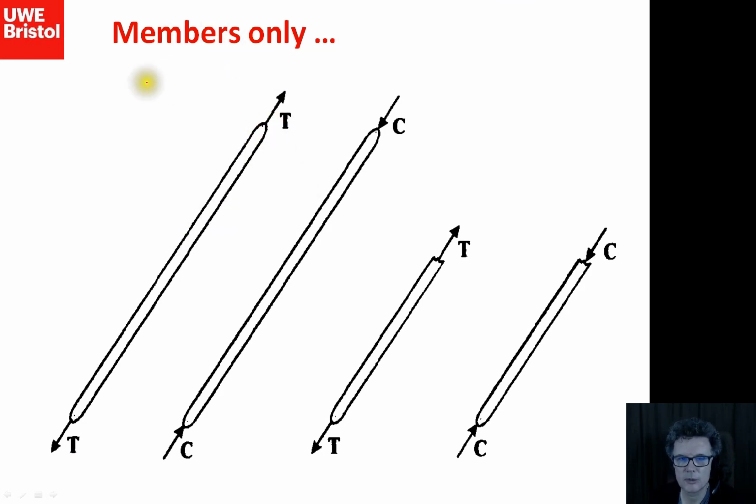So if I'm just looking at the members, I could say that I've got a member which I might want to pull apart, and that's in tension, or I've got a member that I might want to squash together, and that's going to be in compression. I could imagine that we're going to cut this member in half, and there's still therefore going to be, if I look on the outside, a force going off in this direction and a force going off in that direction.